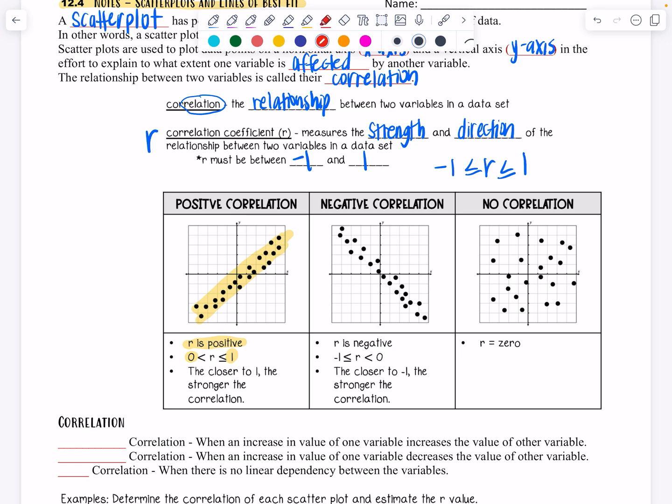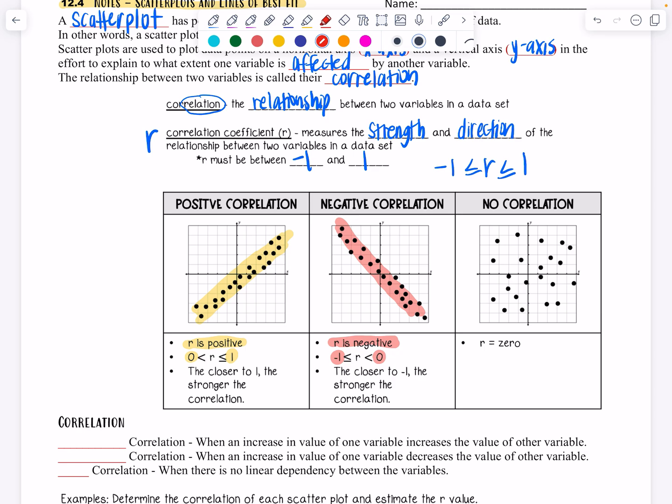Then you have the negative relationship where R is negative, so less than 0, and greater than or equal to -1. That's where R is negative. This gives me a negative slope. The closer it is to -1, the stronger the correlation. So like a -0.96 value for R, the correlation value, is going to be stronger than -0.25.